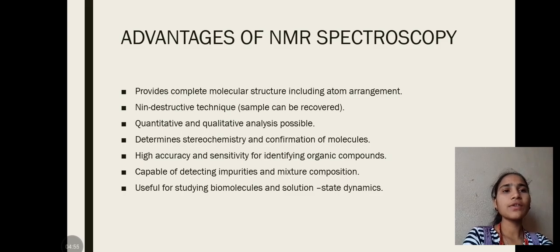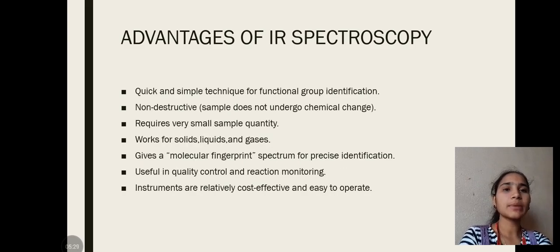Advantages of NMR spectroscopy. It provides complete molecular structure including atom arrangements. It is a non-destructive technique, so the sample can be recovered. Quantitative and qualitative analysis is possible by NMR spectroscopy. It determines stereochemistry and conformation of molecules. It has high accuracy and sensitivity for identifying organic compounds. It is capable of detecting impurities and mixture composition. It is useful for studying biomolecules and solution state dynamics.